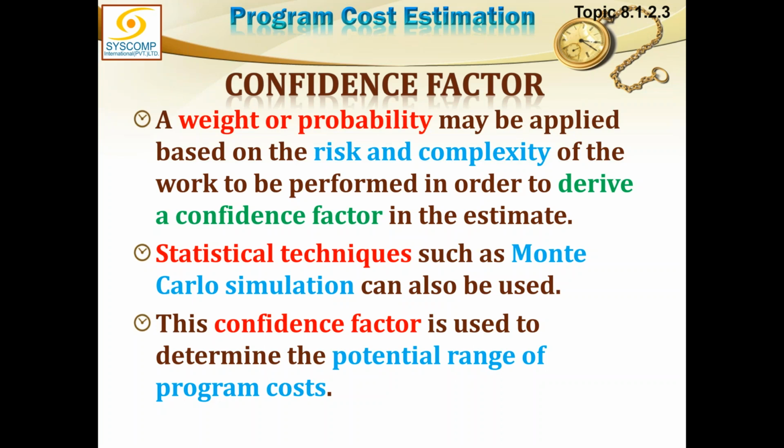So we can have a confidence factor associated with each estimate. We can say this estimate, the confidence factor is 70%, and this estimate, the confidence factor is only 10%. Statistical techniques such as Monte Carlo simulation can be used to do that. This confidence factor is used to determine the potential range of program costs. So we would know over the life of the program how our confidence factor is fluctuating.